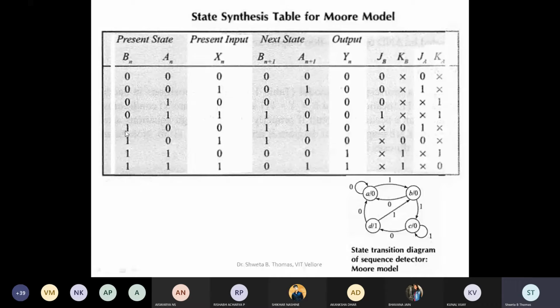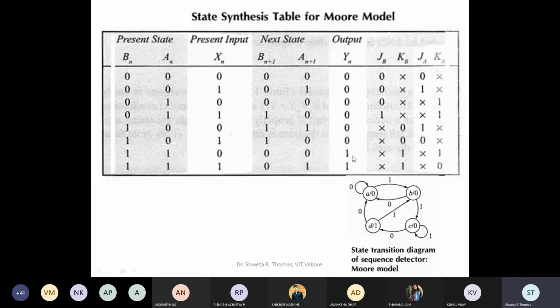At state C, that is 1, 0, when input is 0, next state is 1, 1, that is state D, and output is 0. At state C, 1, 0, when input is 1, next state is 1, 0, and output is 0. At 1, 1, that is state D, when input is 0, next state is 0, 0, and output is 1.